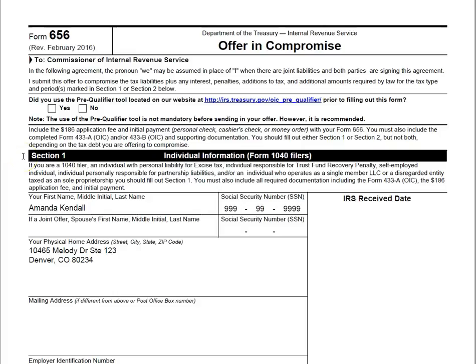Section 1 is going to be our individual information for individual taxpayers, Form 1040 filers. So we're going to put in your first name and last name here. I'm just using my information for this form. So we have Amanda Kendall, we have a social security number, and I put in my physical home address.